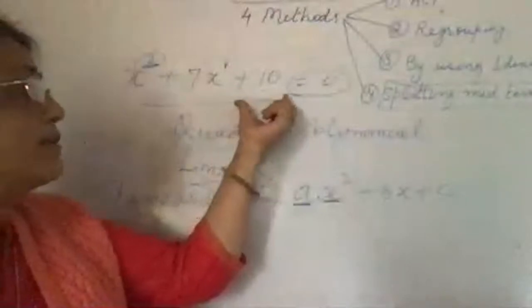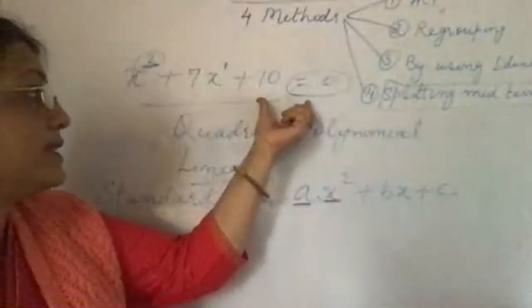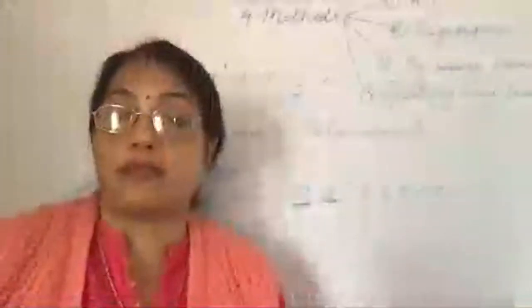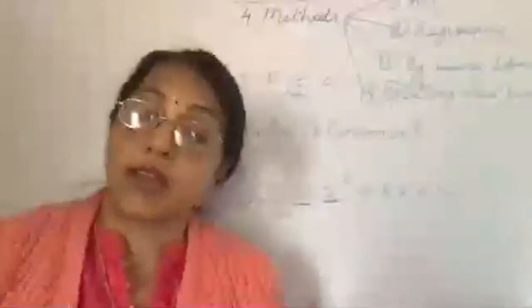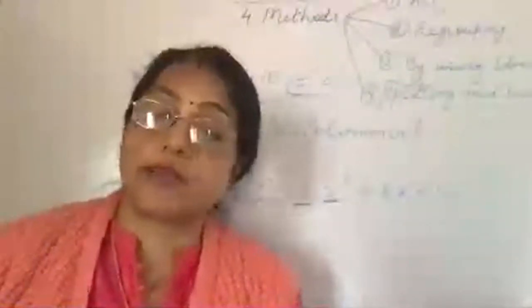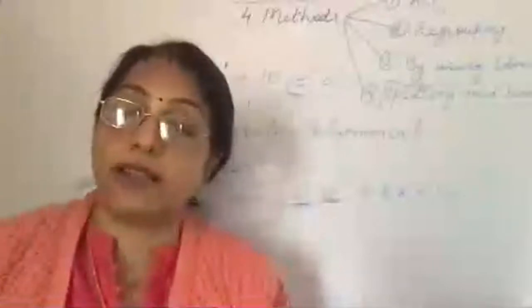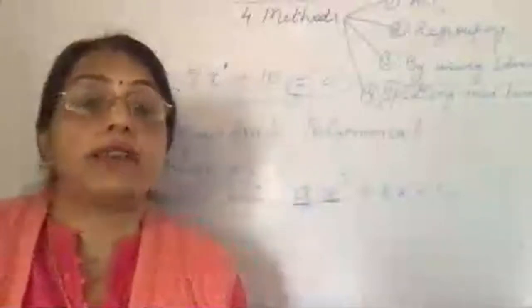A quadratic polynomial is simply the ax square plus bx plus c form. But when I write ax square plus bx plus c equals 0, then it becomes an equation, as earlier we have done with linear equations. So have you understood the difference between a quadratic polynomial and a quadratic equation?